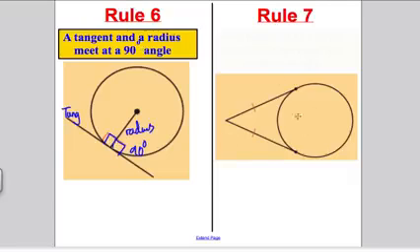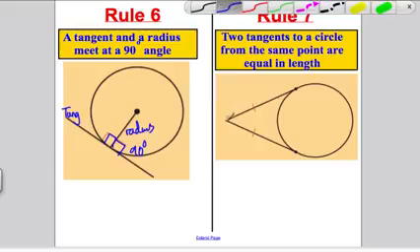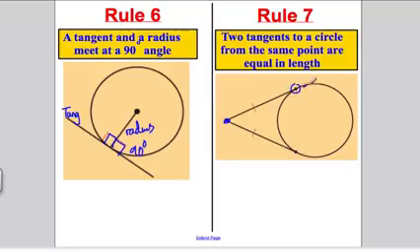Here's last rule, rule 7. It tells us that two tangents to a circle from the same point in space. So here's a point in space. I've drawn a tangent to that circle. Okay, so it's touching here. It would keep going on. It wouldn't cross the circle and touching here. They are the same length. They will always be the same length.